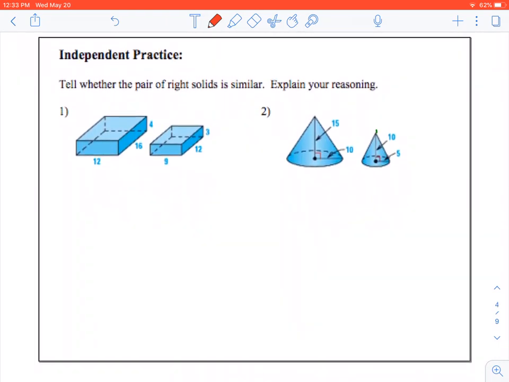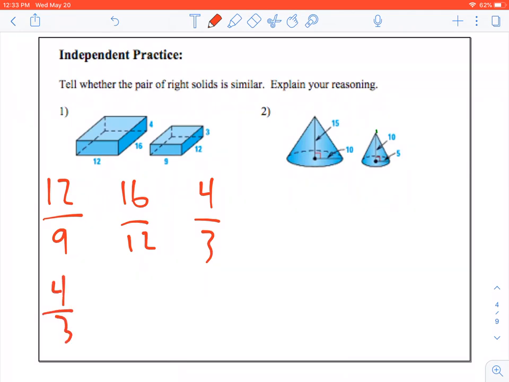So taking a look at that independent practice then, same idea. Just look at those ratios of your sides, or your edges, I should say. So we got 12 to 9, 16 to 12, 4 to 3. 12 to 9 reduces to 4 to 3. 16 to 12 reduces to 4 to 3. And then 4 to 3 was already 4 to 3. So here it is, yes.